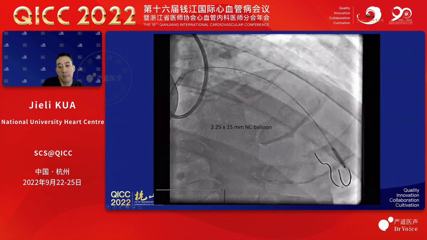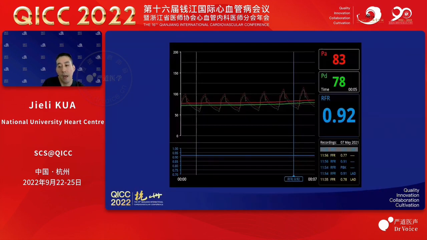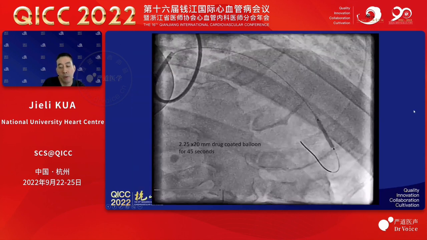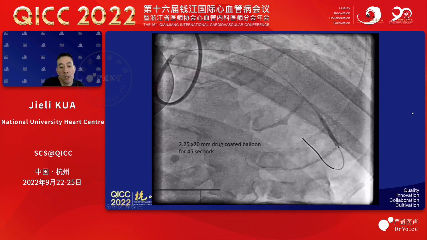I pre-dilated with a 2.25 by 15 NC balloon. What I did here was decide to use my physiologic indices to see if my balloon dilatation was adequate. My RFR post-balloon dilatation only improved to 0.92, and the FFR was now 0.83. But when I did the pullback, I didn't find any pressure gradient drop at all. So I thought this was a good time to use a drug-coated balloon. I used a 2.25 by 20 drug-coated balloon, inflated for about 45 seconds.